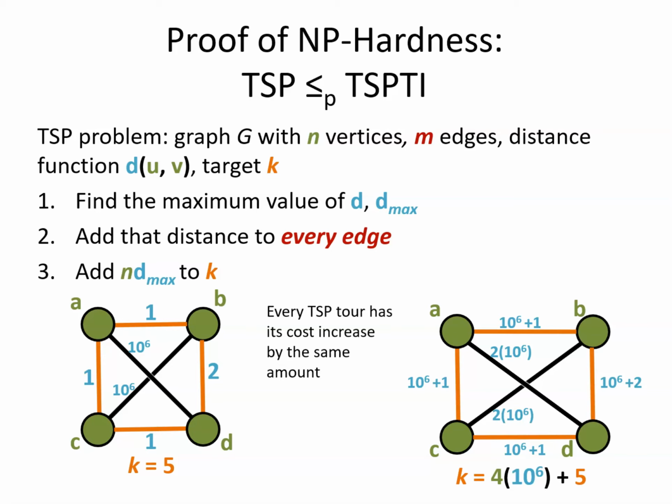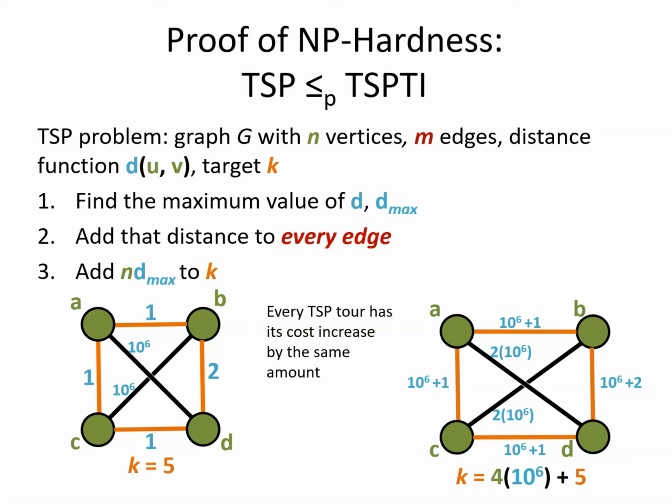If we have a tour of some cost 4 times 10 to the 6th plus 5, or in general, the maximum distance times n plus k, then we know that must imply that the original version of that tour in our traveling salesperson problem had a cost of that minus that amount.